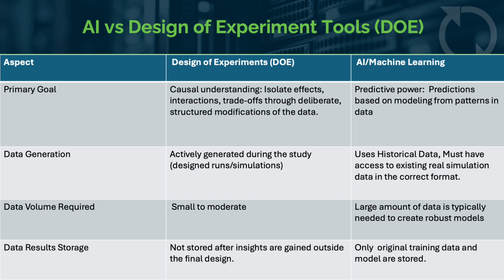The data volume for DOE tools is small to moderate. You might be able to quickly come upon an optimal design with a smaller amount of data. Maybe you get lucky and get the design space right off the bat. But machine learning tools need a large amount of data to make sure the prediction is robust. So you can't take four simulations and boom, you're suddenly predicting a huge design space.